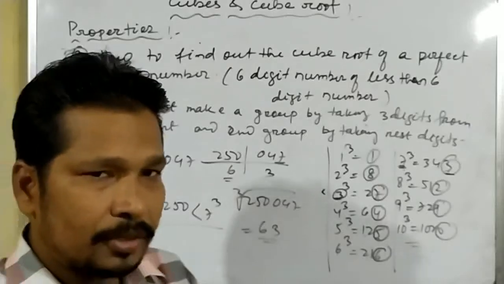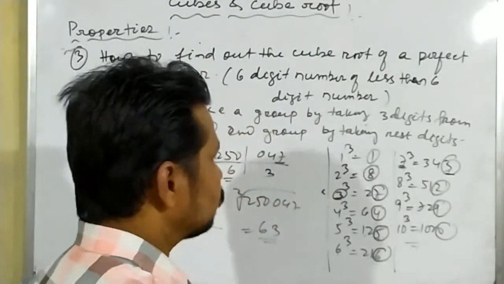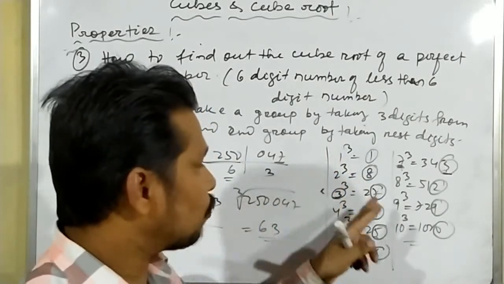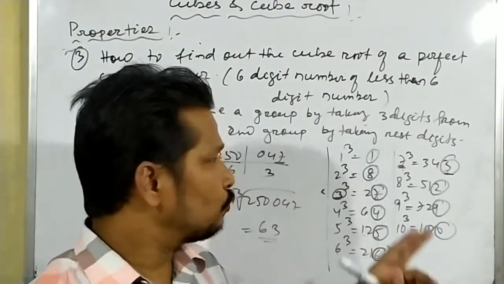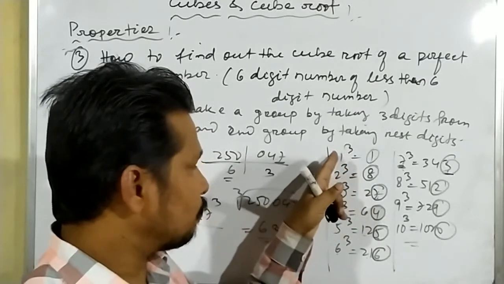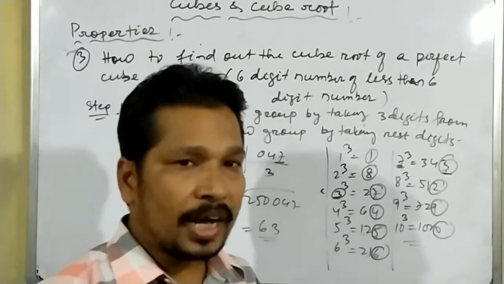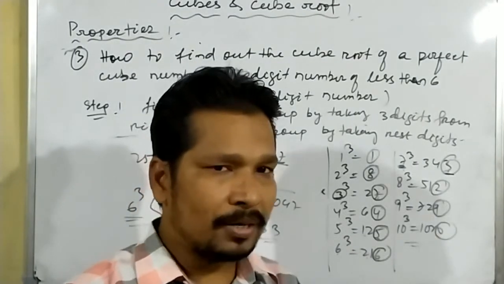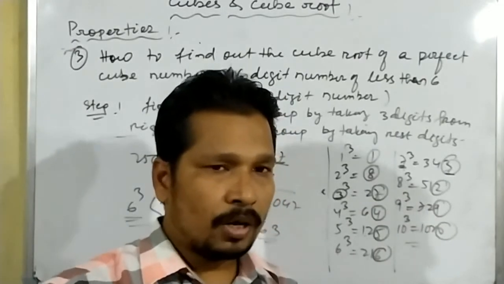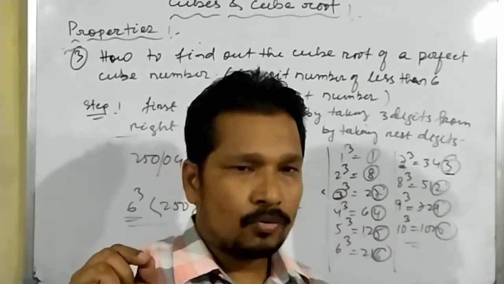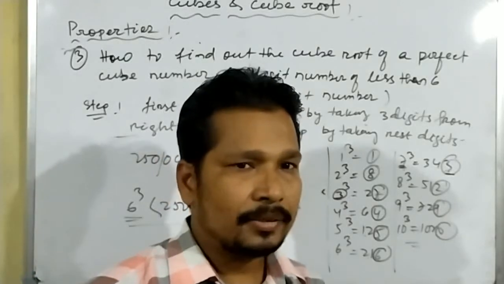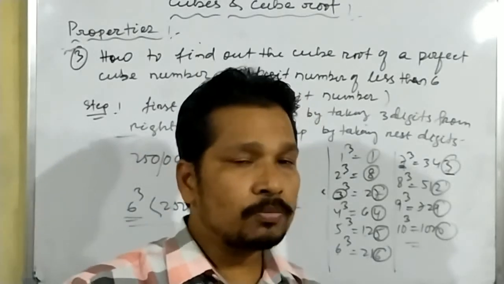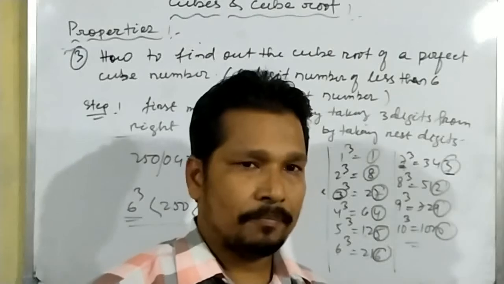Okay, so this is a very simple method. You only have to learn these things: the cubes of the numbers from 1 to 10. And another thing you have to learn: if the unit place of a number is 0, 1, 4, 5, 6 or 9, then the unit place of the cube of this number will be the same.